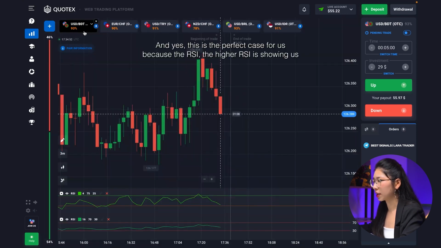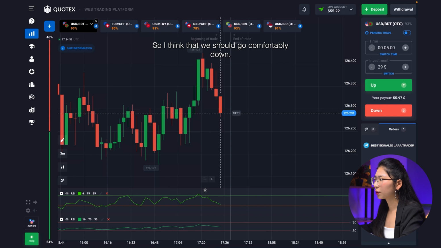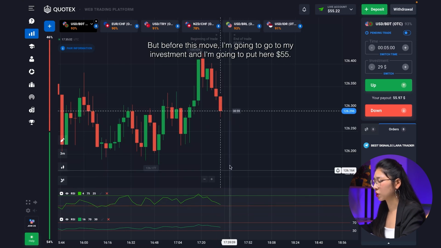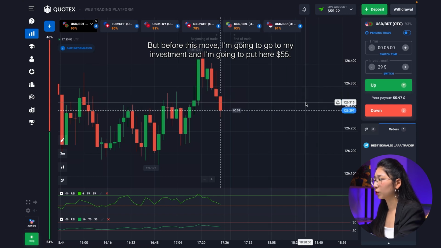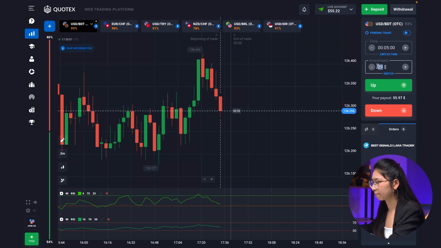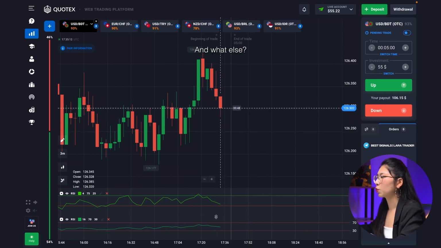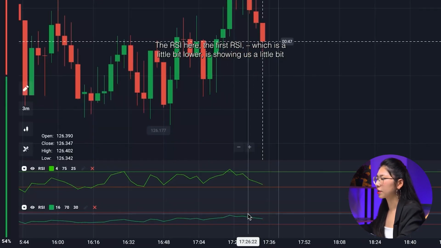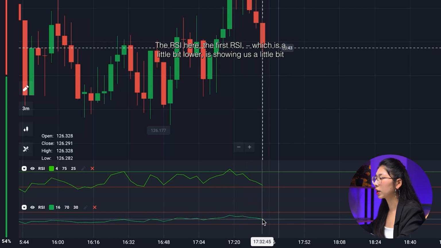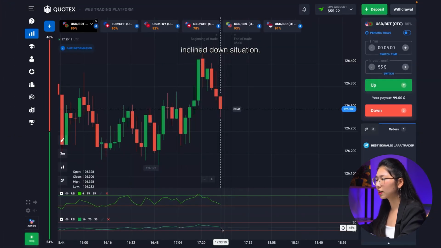Okay, this is a perfect case because the higher RSI is showing us the moment to go down, and I think that we should go comfortably down. But before this move, I'm going to go over my investment and I'm going to put here $55. Okay, so what else? The first RSI, which is also a little bit lower, is showing us a little bit inclined down situation.